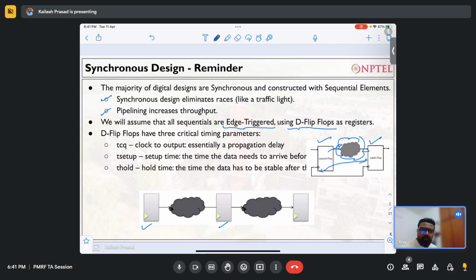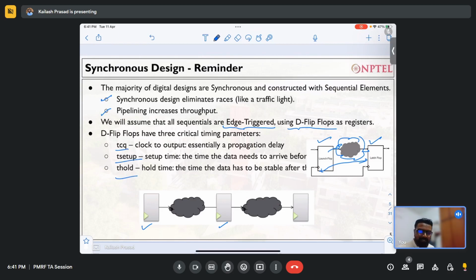Okay, so this is a very important concept, right? Whenever we talk about timing, we generally talk about the timing between two flops. The first flop will be called the launch flop. The second flop will be called the latch flop. Now, three important parameters when we talk about a flop are TCQ, T setup, and T hold.